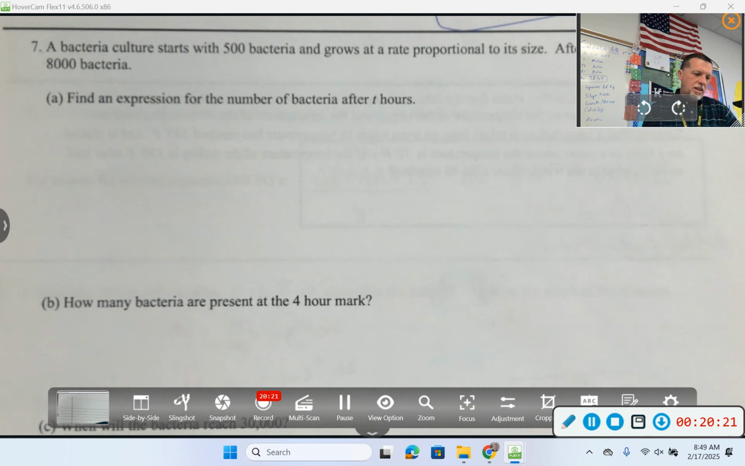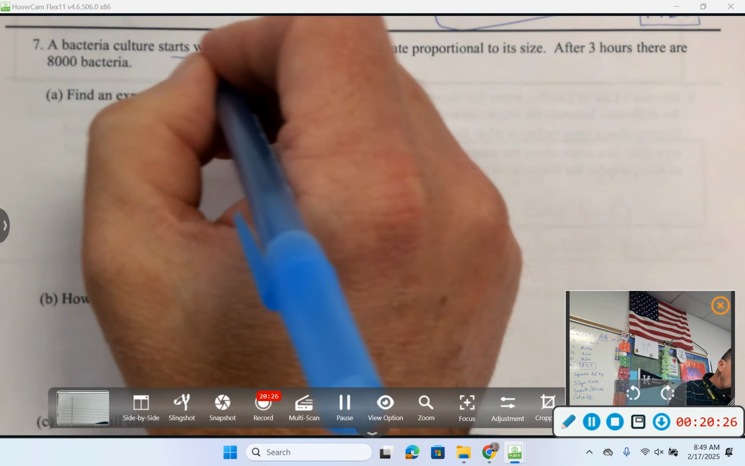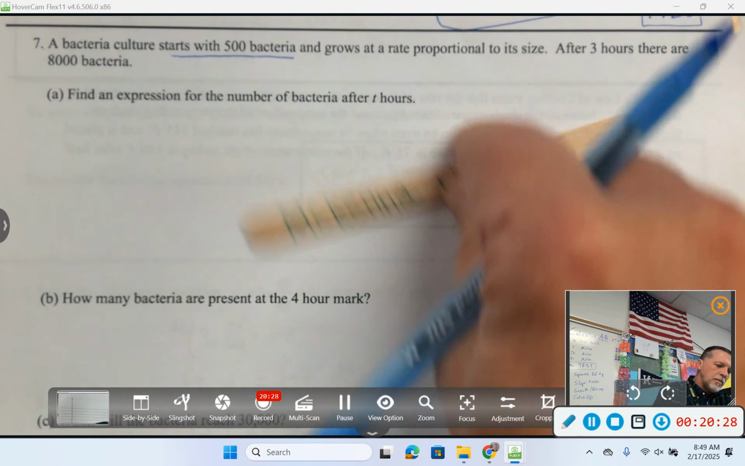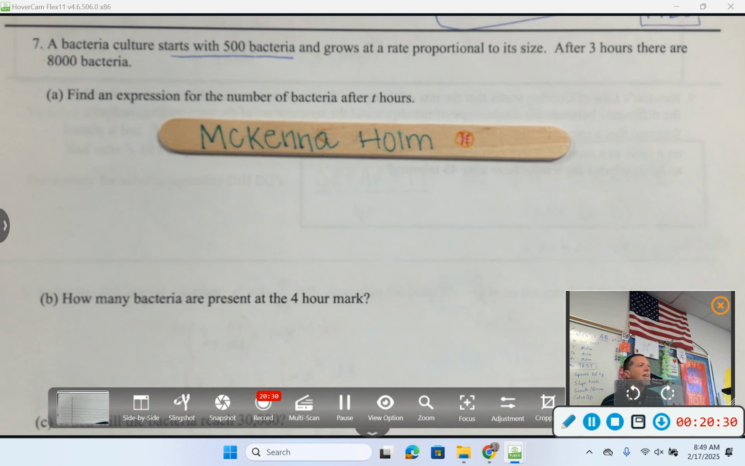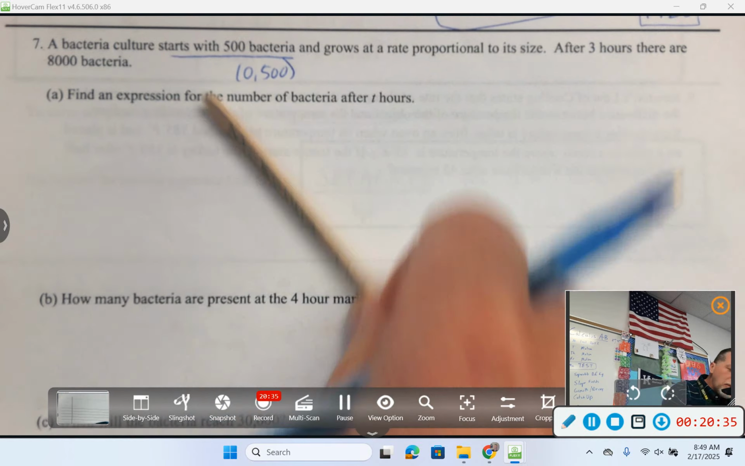Number 7. Bacteria culture starts with 500 bacteria. What's that telling me? That's t = 0 is 500. Good. So that's the point (0, 500). They just gave me a point.